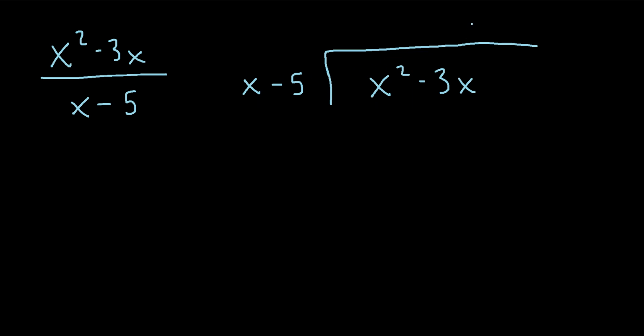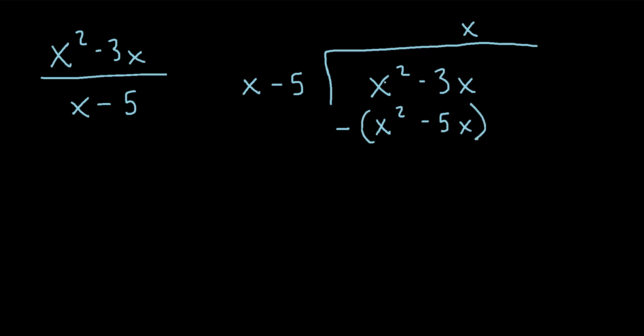So what we can do is write an x up here, and I usually like to line it up wherever the x is in the dividend. And what we're going to say is, okay, let's do x times x, so that's x squared. And then we have to do x times negative 5. So that's negative 5x. So we'll write that right here. And now what we're going to do is subtract this expression right here.